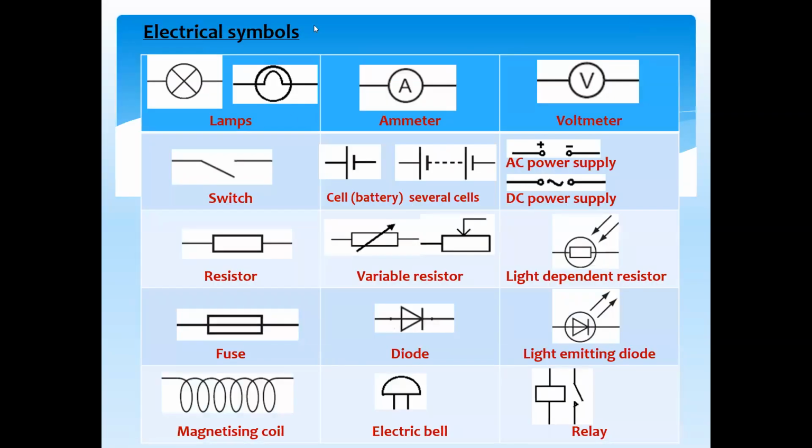These are some circuit symbols which you have to go through: lamp, ammeter, voltmeter, AC supply, a DC supply. This one is the DC supply, the lower one is the AC supply. Light dependent resistor, LEDs, relay, electric bell, magnetizing coil, and fuse. There are more symbols.